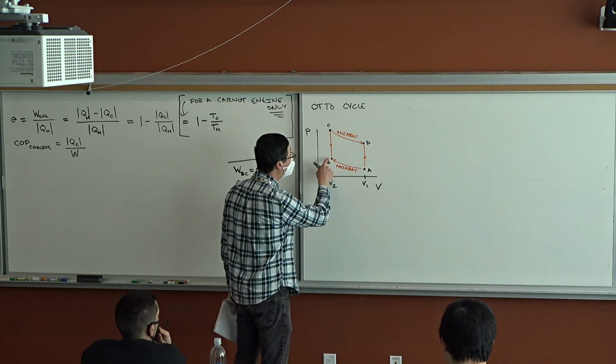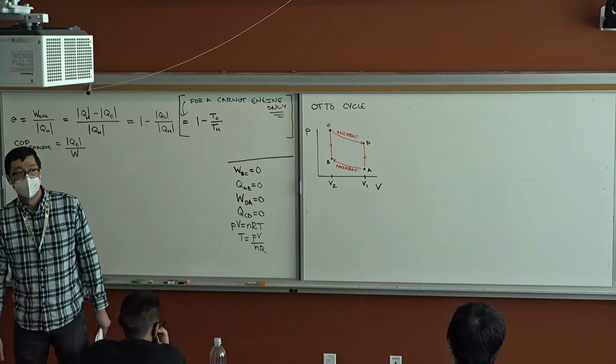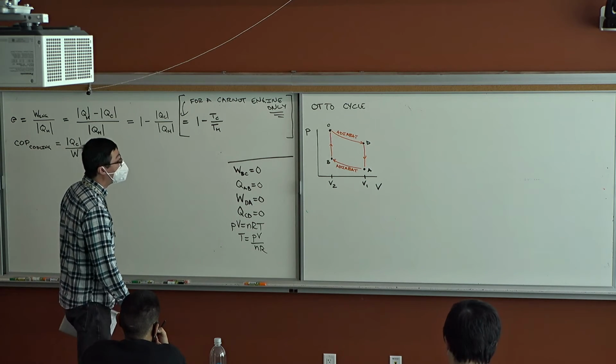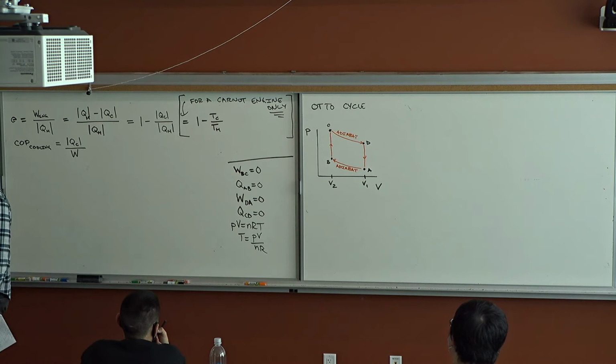Okay, so then what happened to delta E internal from B to C? It increased, but we did no work. So what had to happen?